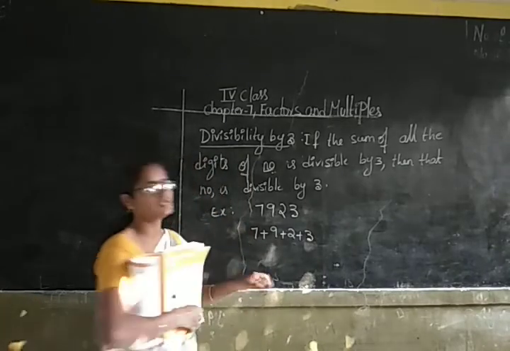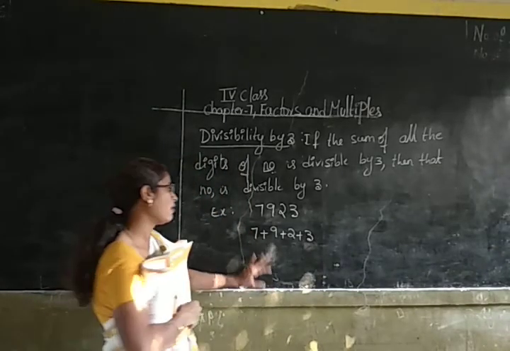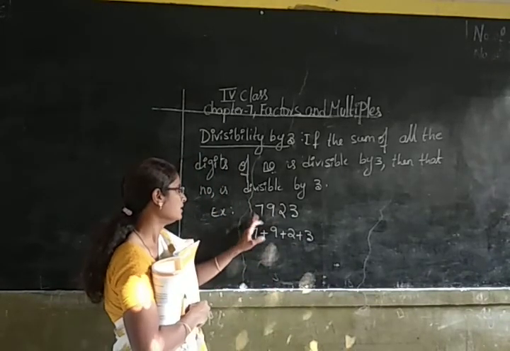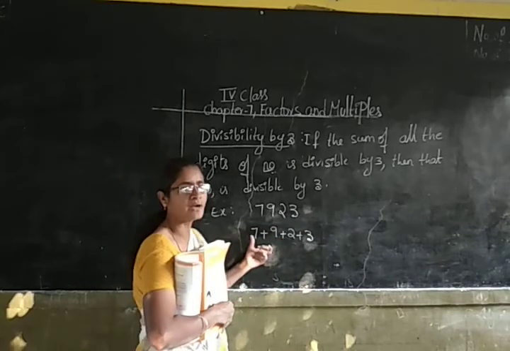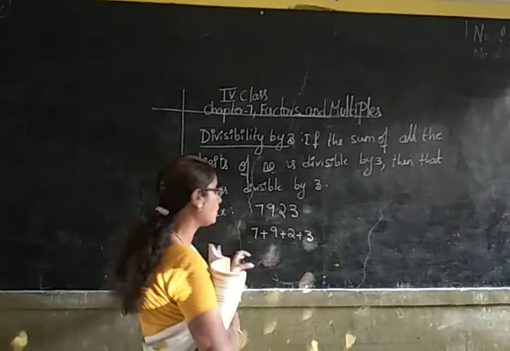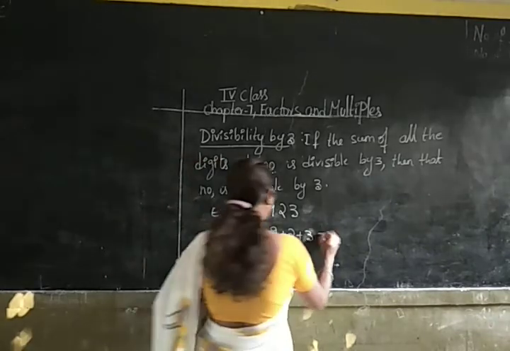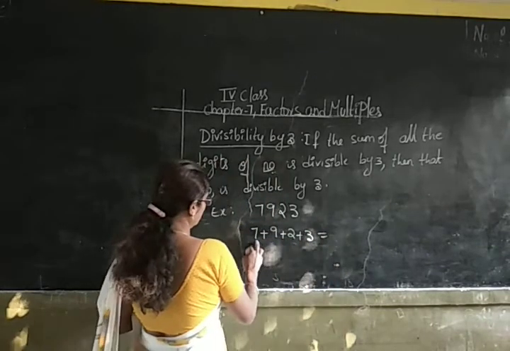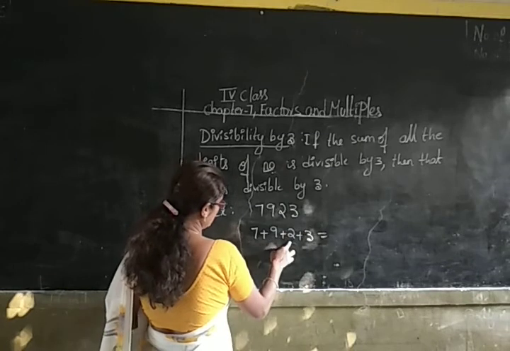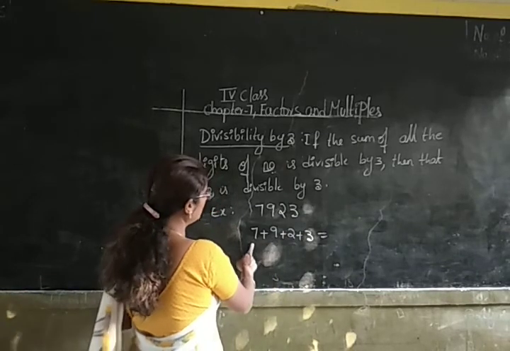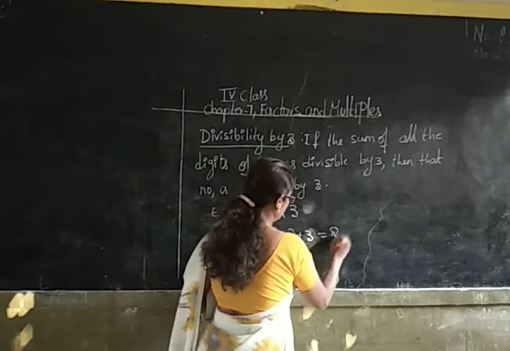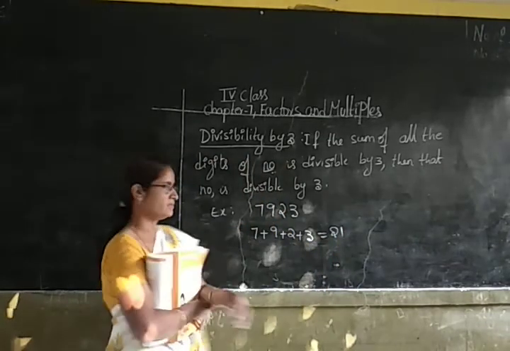Did you understand, children? Sum means addition. So you have to add all the digits in the number. Here the digits in the number are 7, 9, 2, 3. So let us find out the sum. 3 plus 2 is 5. 5 plus 9 is 14. 14 plus 7 is 21. Here we got the sum as 21.